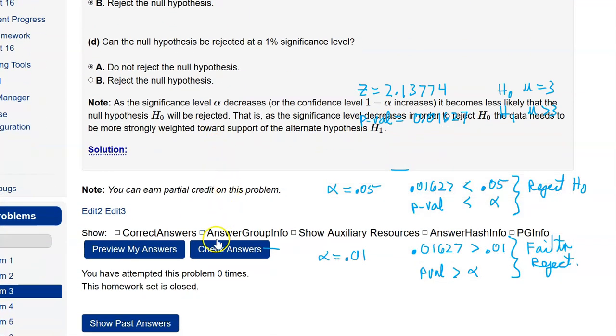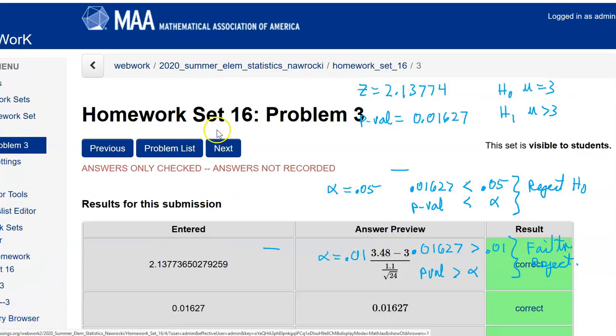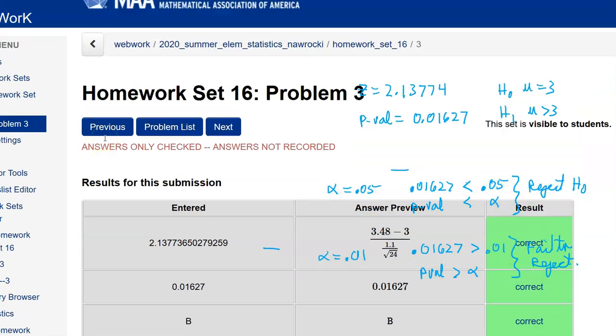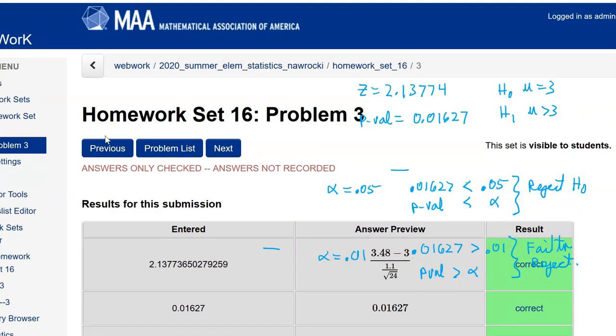And let's just check our answers down here. And yes, looks like we got everything correct. And there you go. So that is an example with hypothesis testing where we had a right-tailed test and we calculated the p-value.